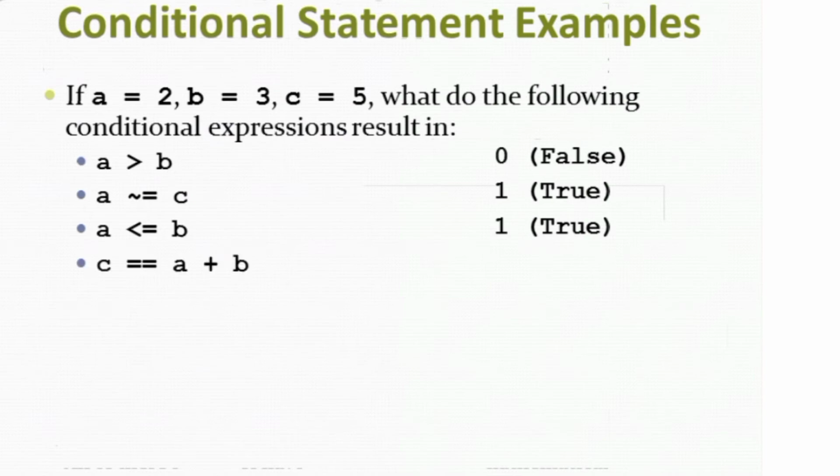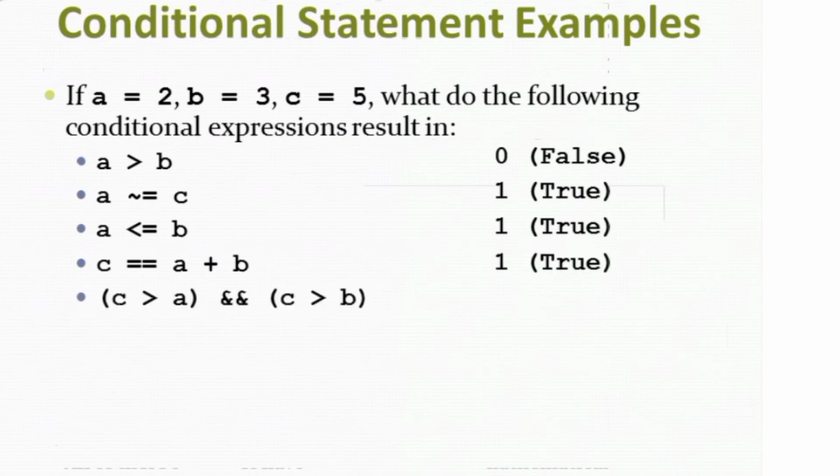So we have c is equal to a plus b. Remember from our previous discussion that arithmetic operators have a higher order of precedence than logical operators, so the addition will occur before we do the comparison. So in this case, a is 2, b is 3, that gives us 5. c is 5, so we have 5 is equal to 5, and that's true.